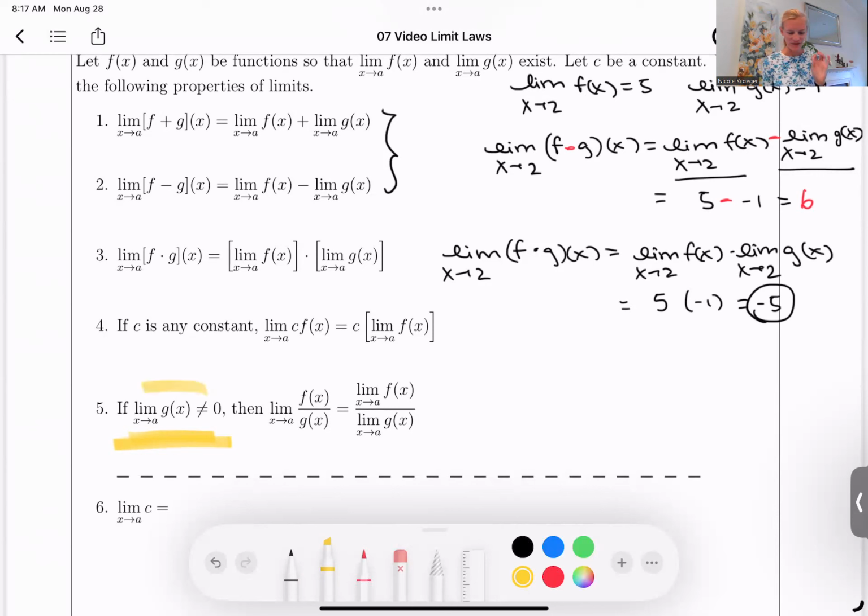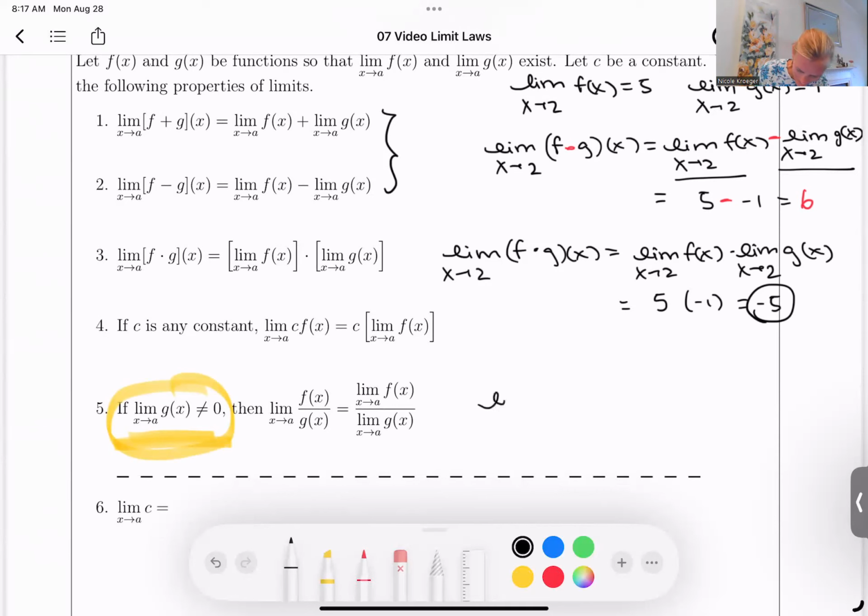If that limit of the denominator is 0, then the limit laws don't tell us anything. And actually, that's going to be the case that we're going to spend like 3 class days working on, what happens when the denominator's limit is 0. So we're not going to talk about that for this class period, but we'll worry about that later.